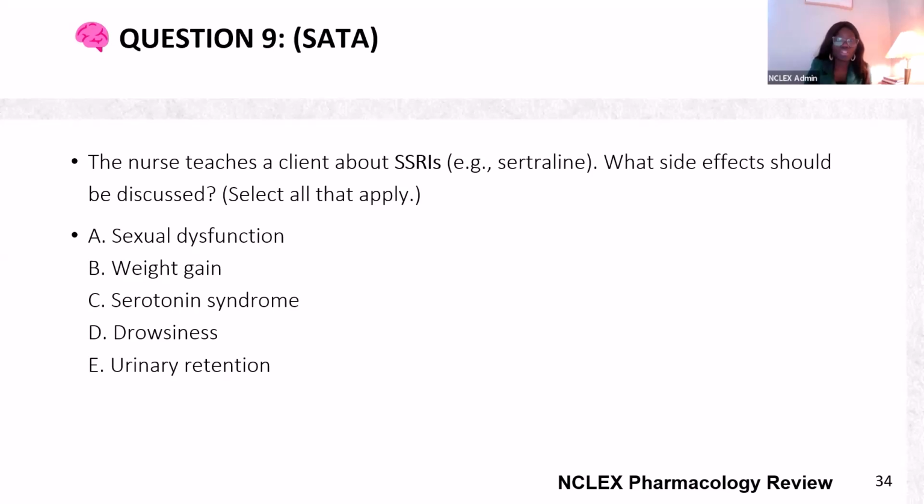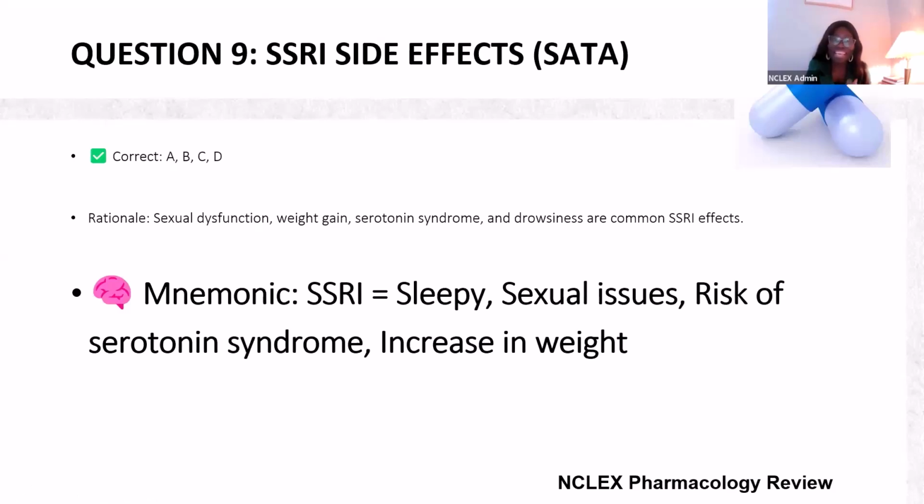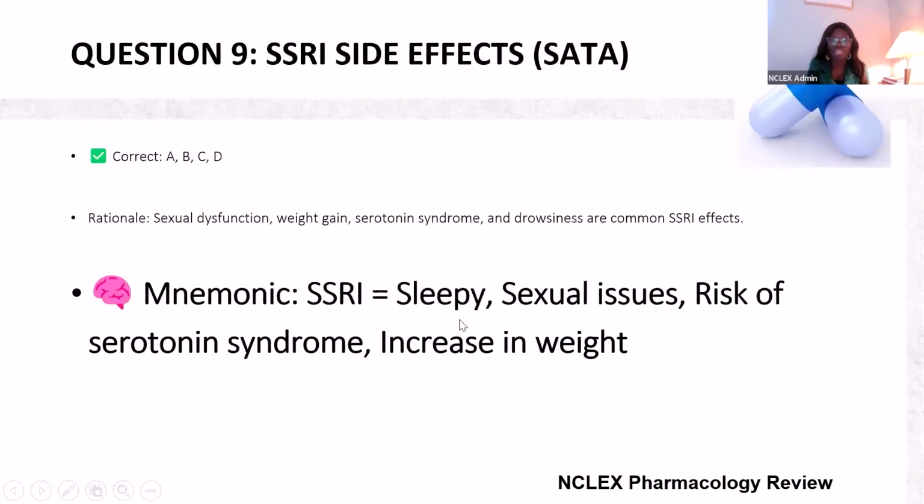Okay, sexual dysfunction, weight gain, great. Then serotonin syndrome. We have A, B, C, and D. So only E is out. Sexual dysfunction: if a client is on an antidepressant, an SSRI, they will come and complain of that. Weight gain, they always have that problem. Then serotonin syndrome, then drowsiness. So urinary retention is out.